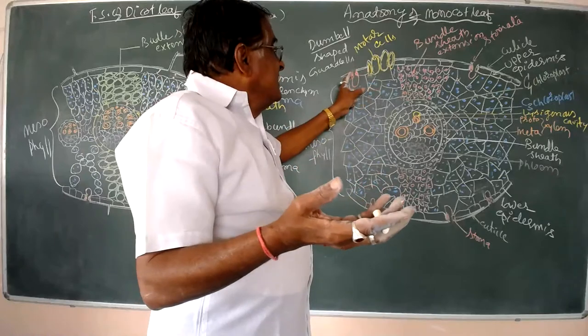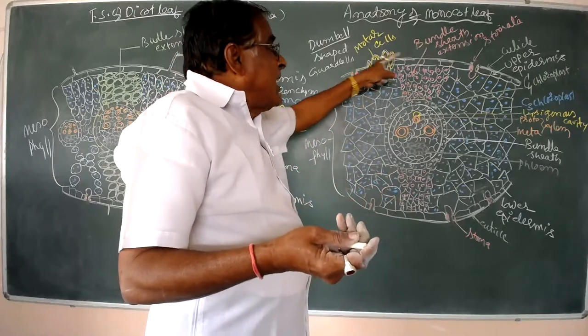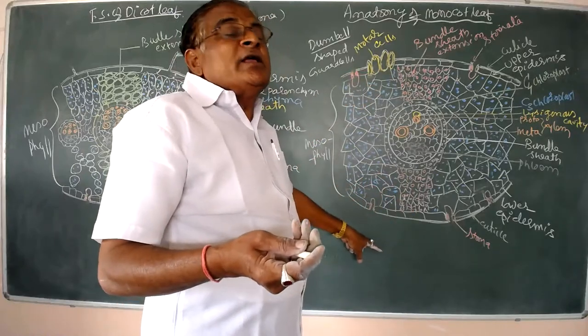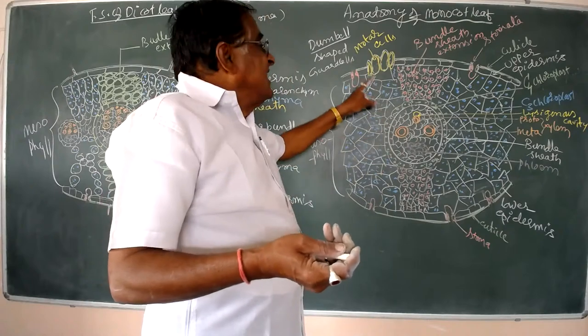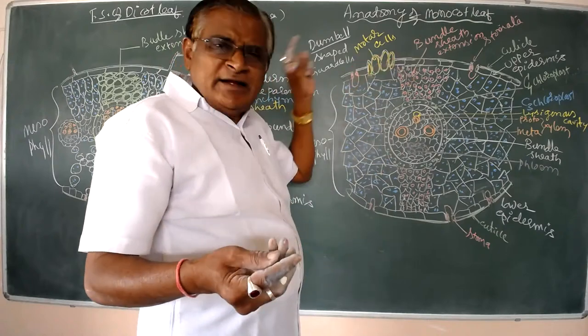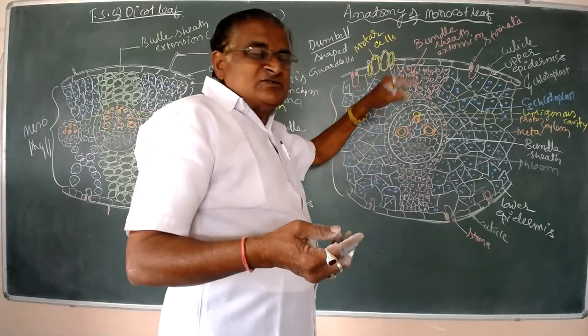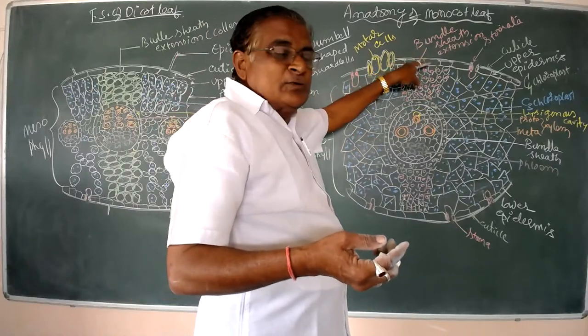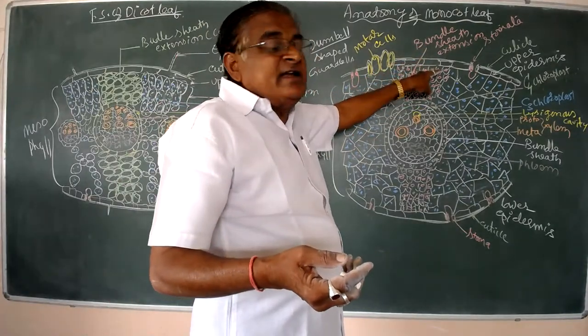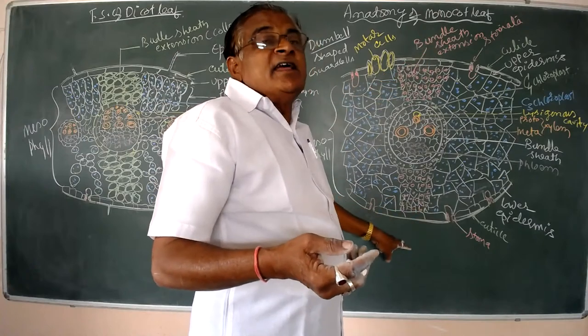And moreover, here the cuticle is present on the upper and the lower epidermis, and the cuticle is similar. The cuticle is nothing but a protective layer. The epidermis is also a protective layer. The cuticle layer also protects from the high illumination of sunlight and from the entry of pathogens.